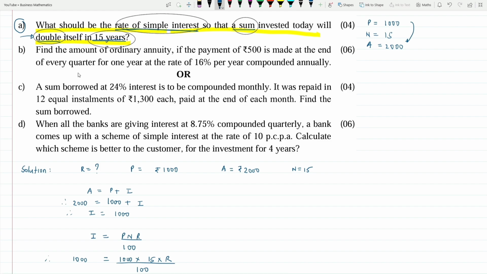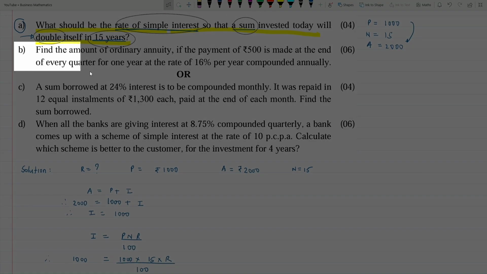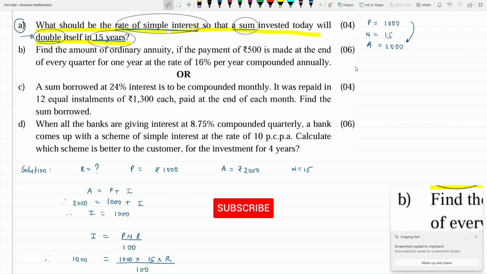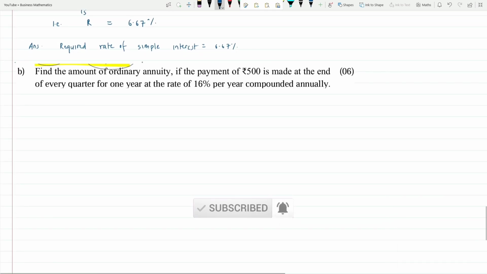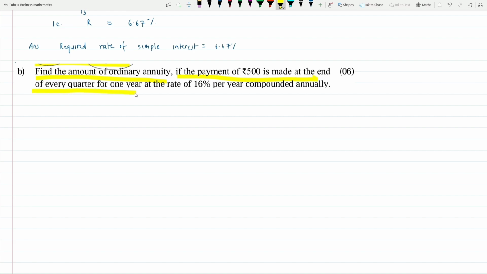Let's come to question number 2B. This question is from the topic annuity. Here we have been asked to find the amount of ordinary annuity if the payment of rupees 500 is made at the end of every quarter for 1 year at the rate of 16% per year compounded annually.